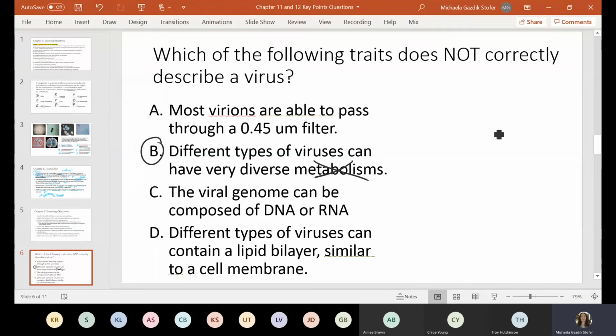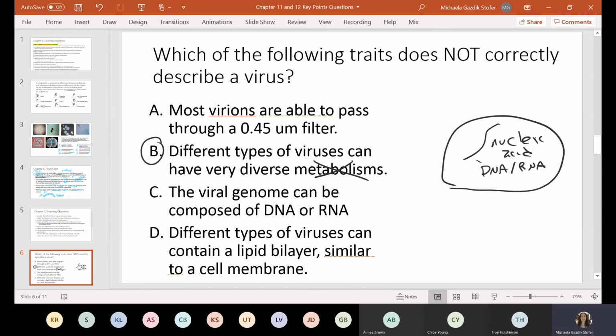Remember, what a viral structure is going to look like is some sort of nucleic acid. And C is a correct statement. This nucleic acid could be DNA or it could be RNA. And then that nucleic acid is surrounded by a protein coat that we call a capsid. And realistically, that's all you need to have a virus. You need a genome made up of nucleic acid, and you need a protein coat that's protecting it.